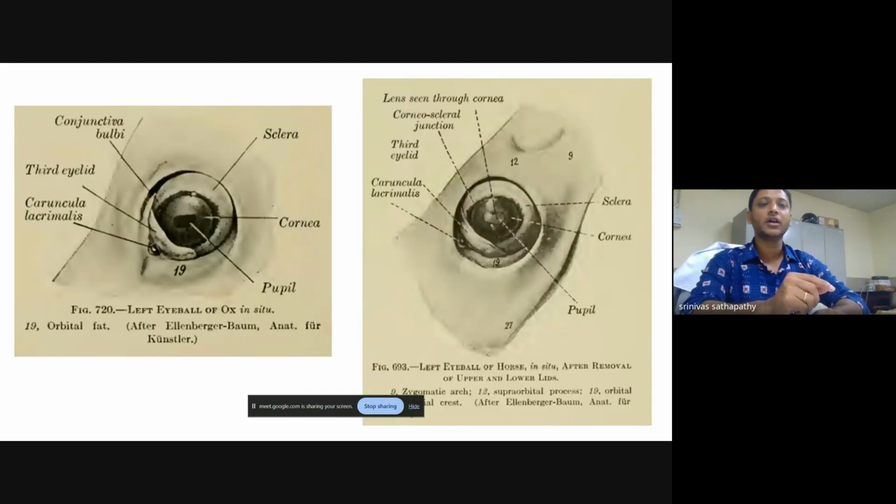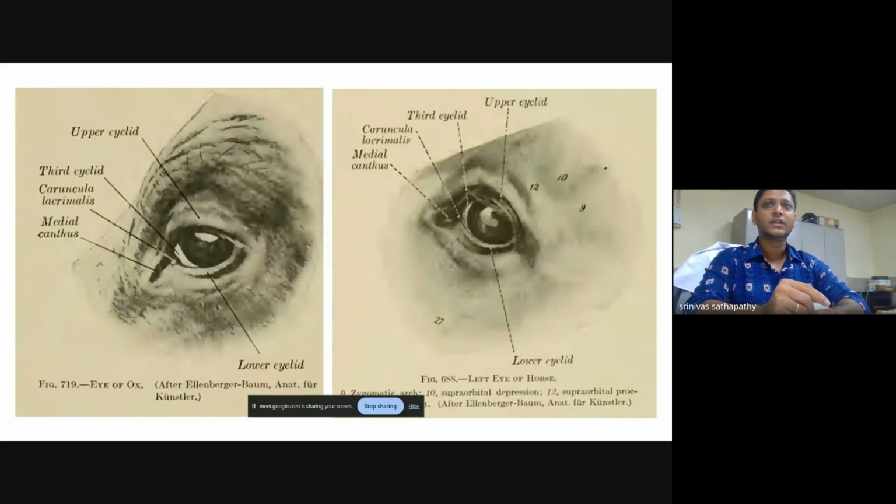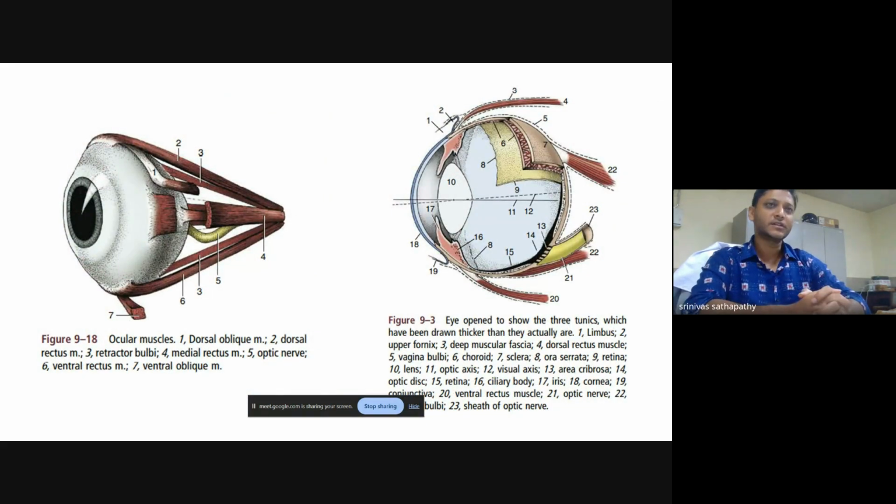Then they are protected by the upper eyelid, lower eyelid, and the outermost covering of the sclera and cornea, that is the conjunctiva. Then the movement of the eyeball is controlled by 7 different extrinsic muscles, or extraocular muscles. Now this is important because the muscles are dorsal oblique, dorsal rectus, retractor bulbi, medial rectus, ventral rectus, and ventral oblique. 4 rectus, 2 oblique, and 1 retractor bulbi muscle.